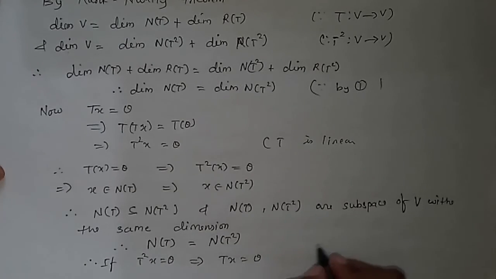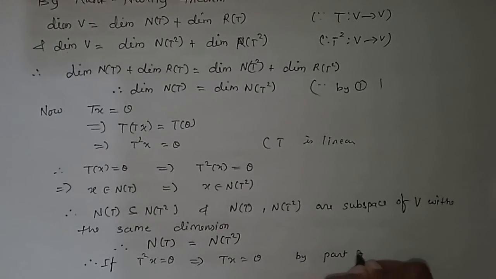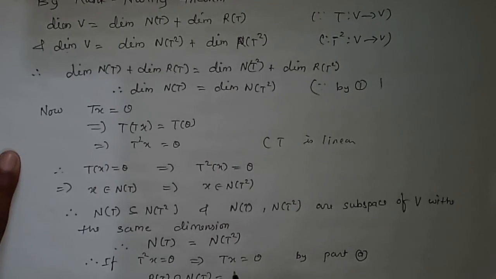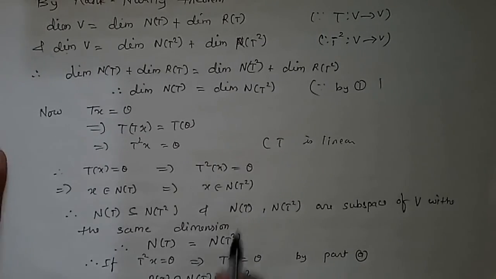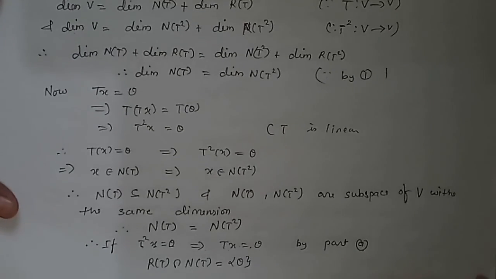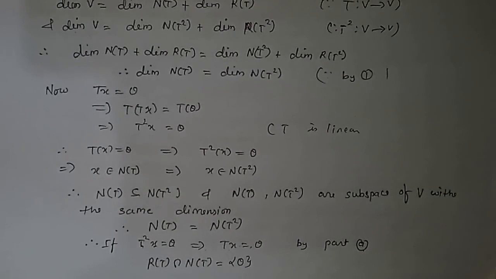Therefore from part B, by part A, we can conclude that the range of T intersection with the nullity of T is equal to the theta element. So from all this calculation we find that T square x is equal to theta implies T of x is equal to theta. If this happens, then from part A we can conclude that the intersection of range of T and nullity is the set containing the zero element. Hence we have proved this example.